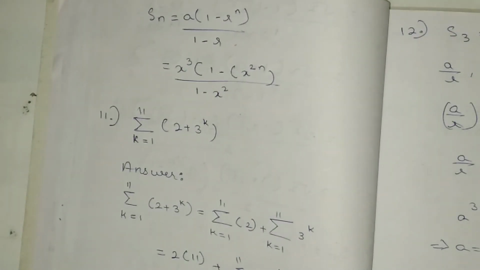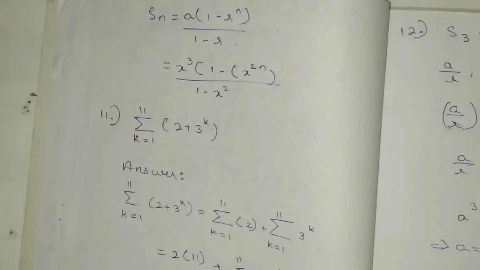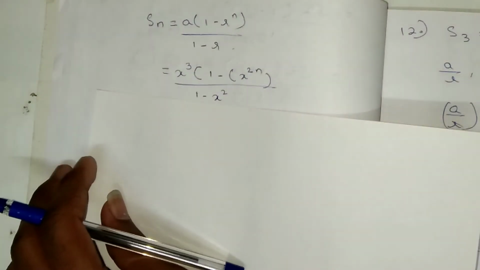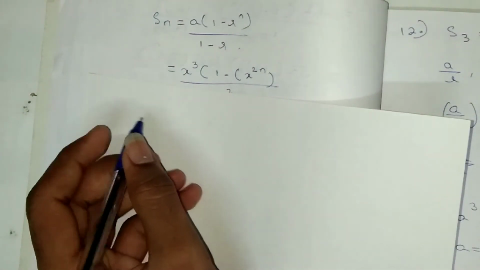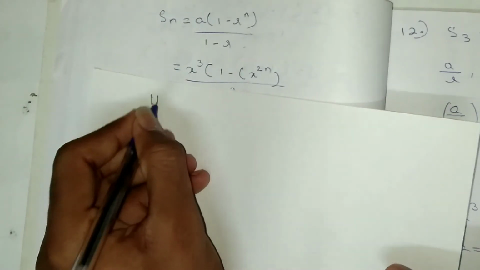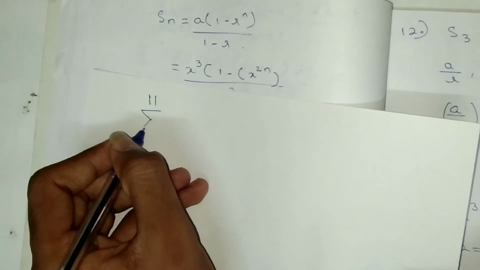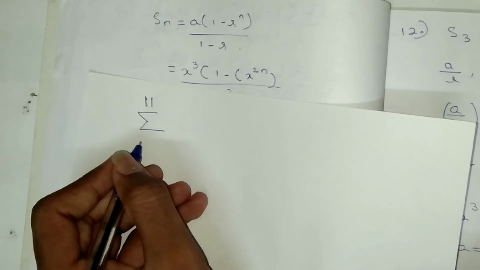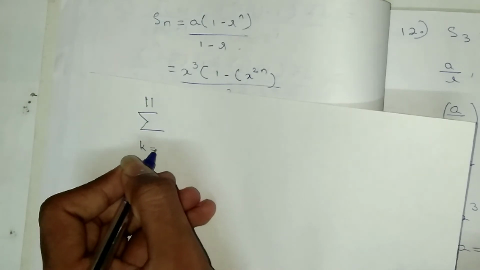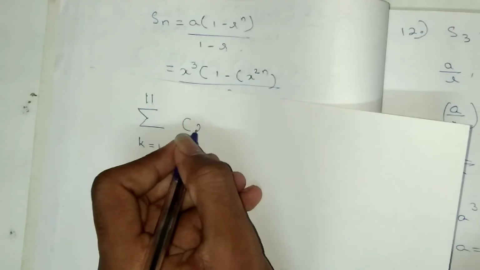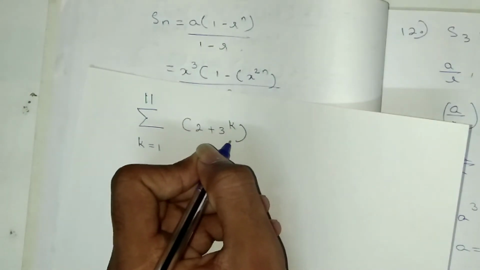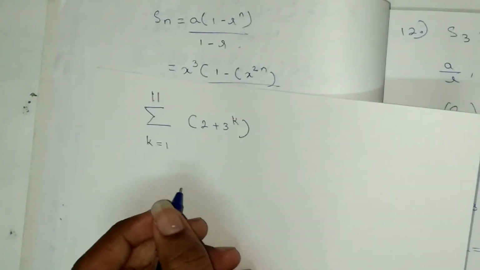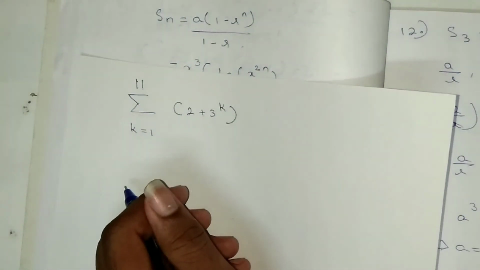Now this 11th sum is kind of tricky. If you understand this one, this would be very easy for you guys. I will explain it to you step by step. Now in the question they have given us an equation similar to this one. Now what does this actually mean?